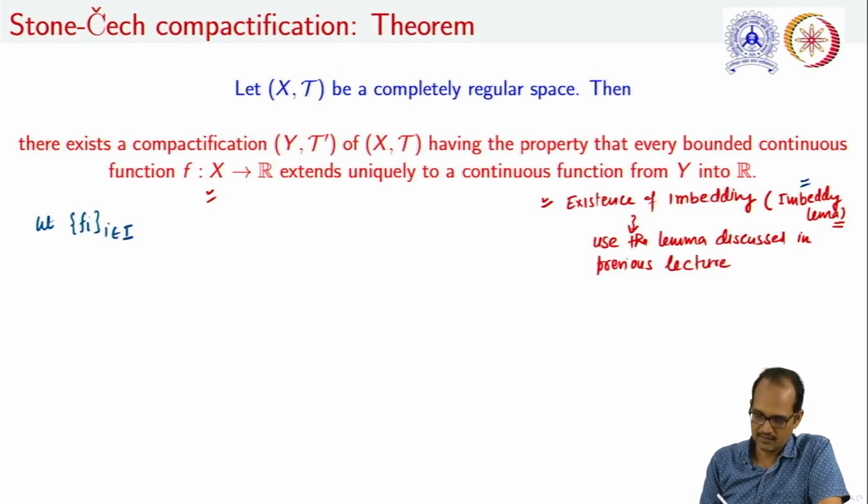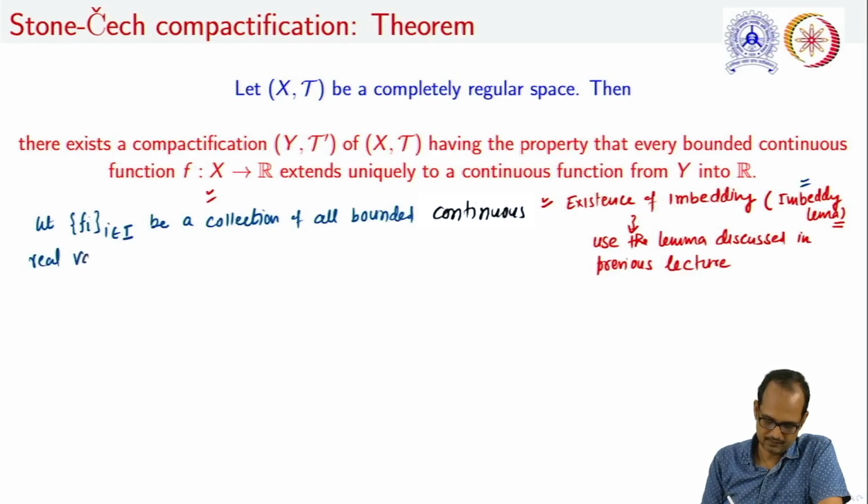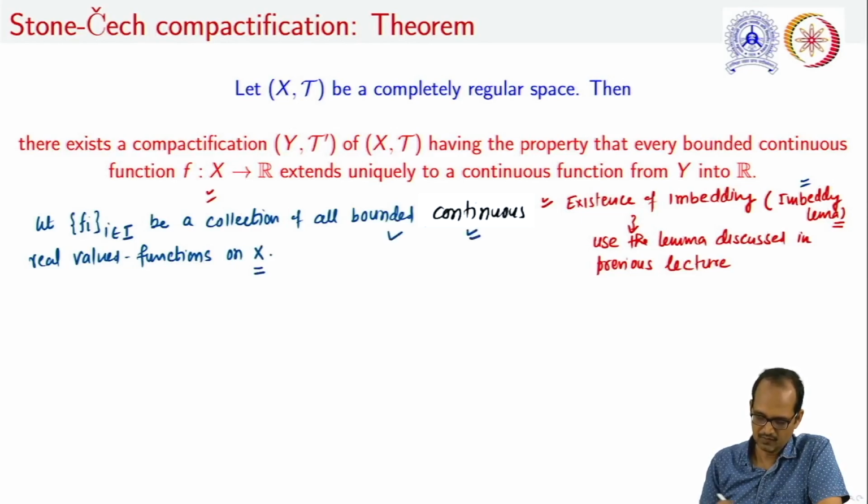So let us take that this be a collection of all bounded continuous real valued functions on X. That is, we are taking the collection of all functions. These are bounded plus continuous, and these are functions from X to R.